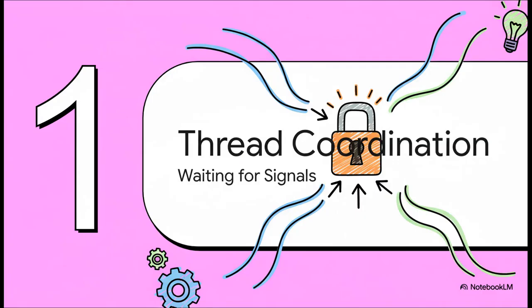So here's the crucial point. When you've got multiple worker threads chugging away in the background, you absolutely have to have a rock-solid way for the main thread, the boss, if you will, to just wait for signals from all of them at the same time. If you don't have that, you've got a recipe for disaster.